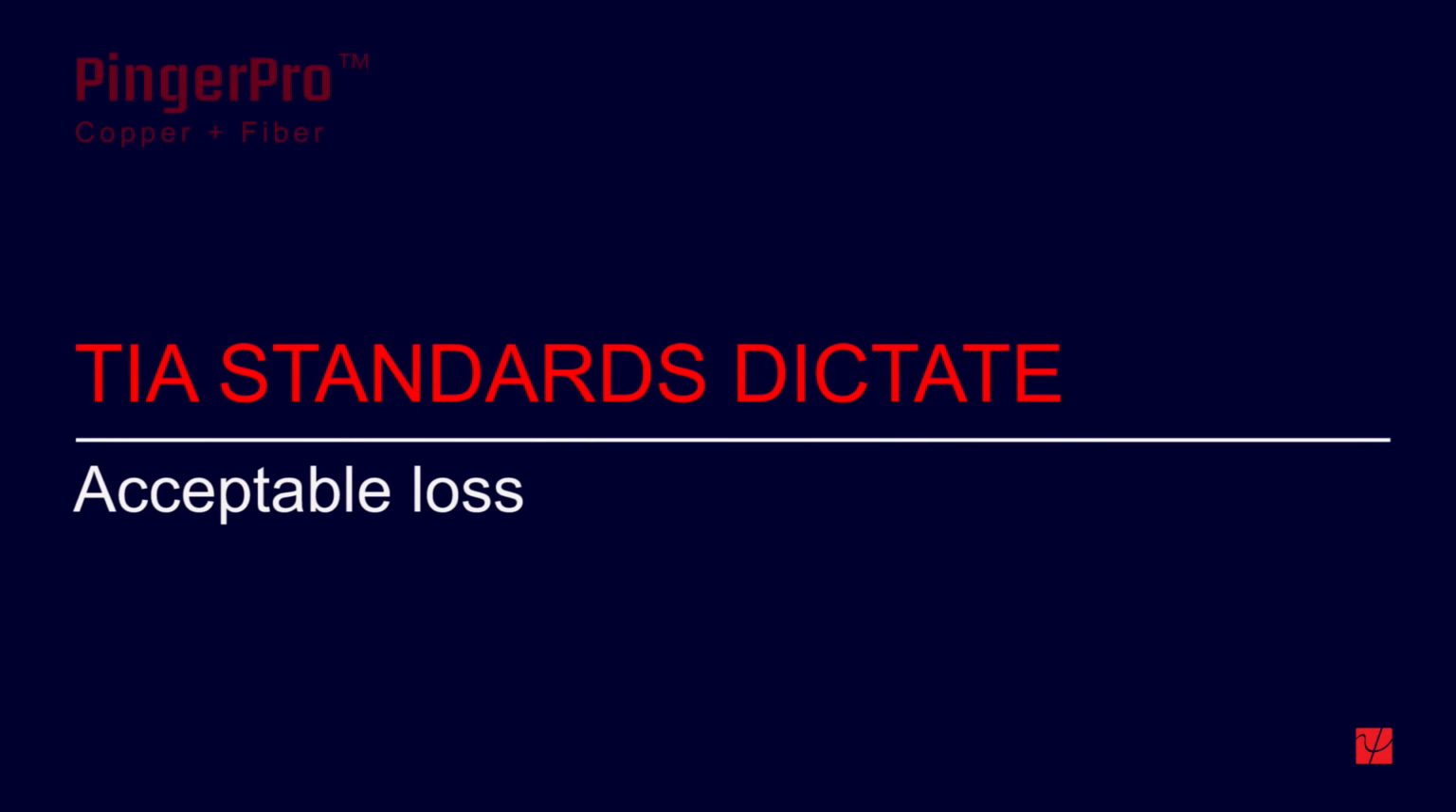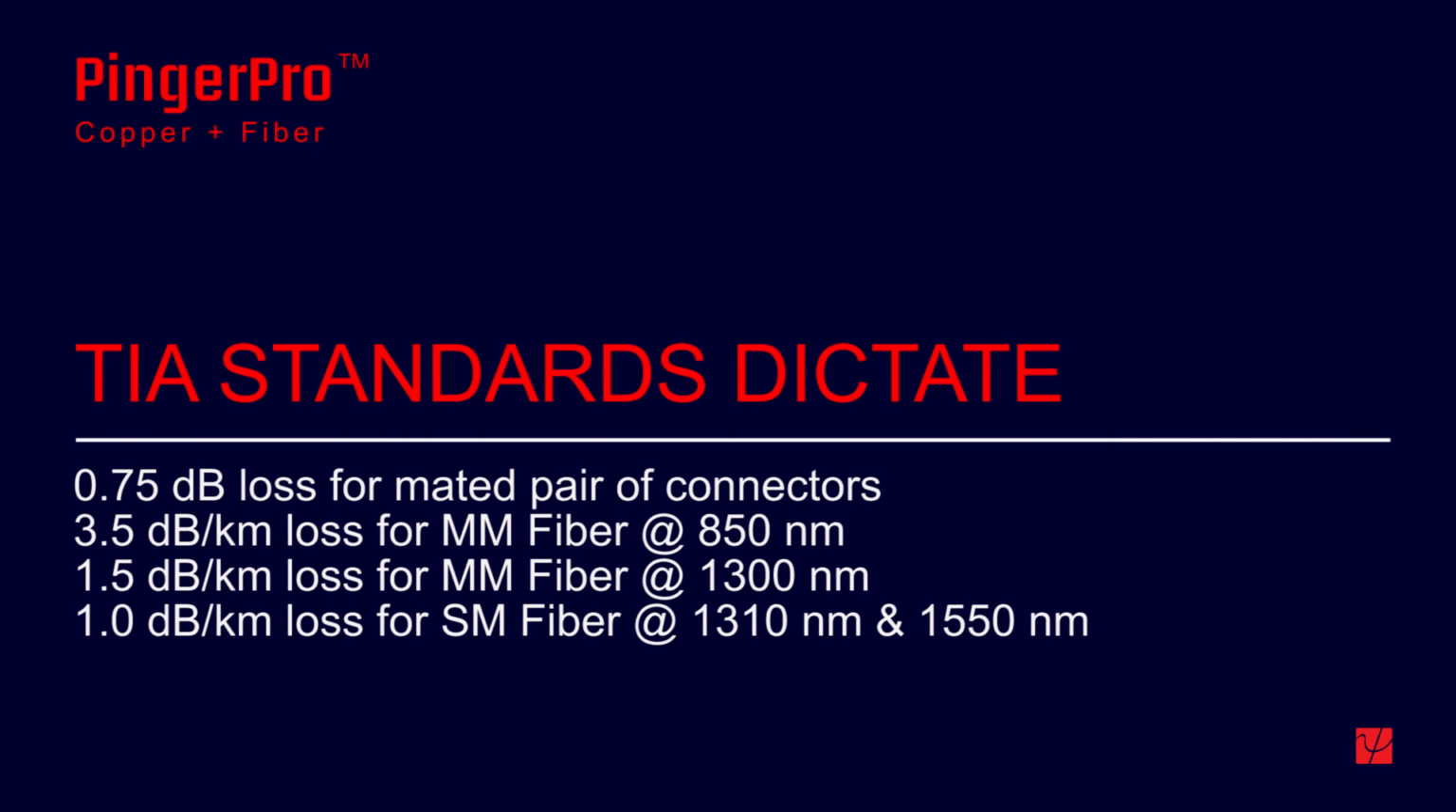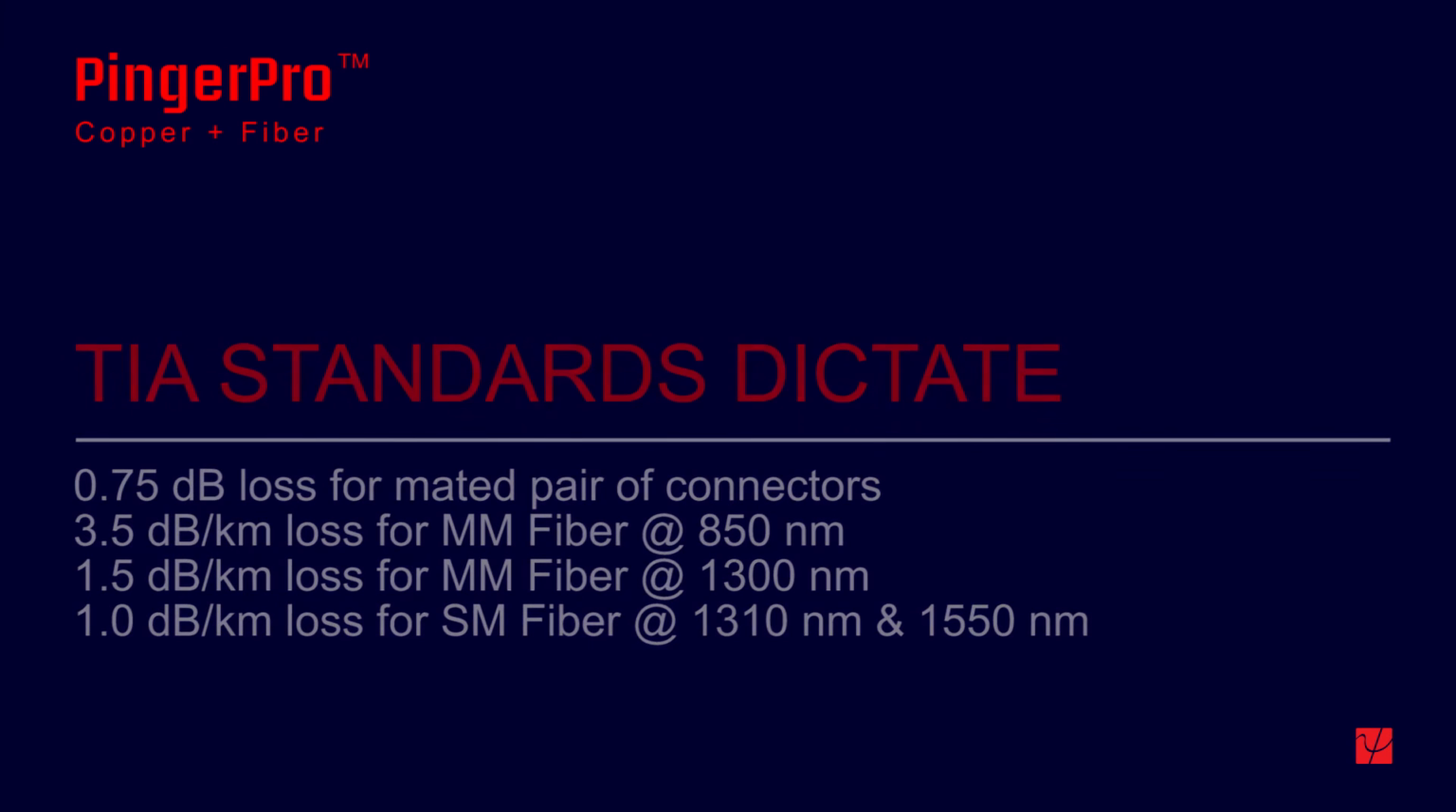TIA standards dictate what is an acceptable amount of loss that fiber cables should experience. If the losses in the cable are below the threshold set by the TIA, then you can conclude that the cable is operating correctly. If the losses in the cable are above the threshold, this indicates that the cable may have become damaged or was incorrectly terminated.